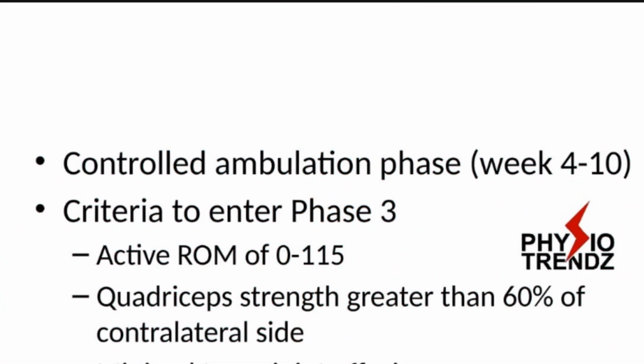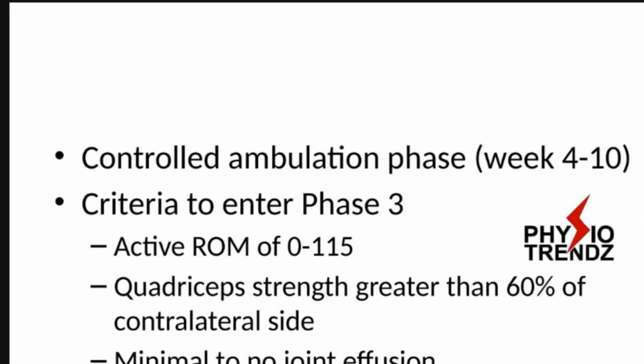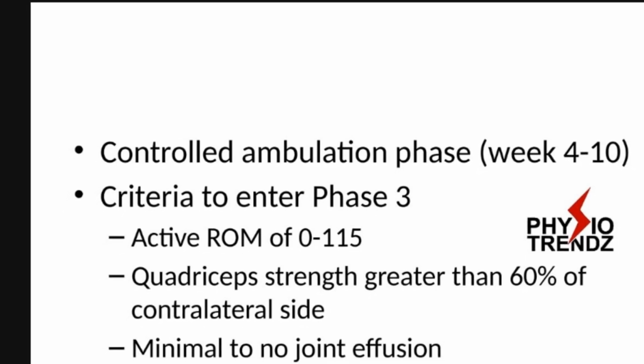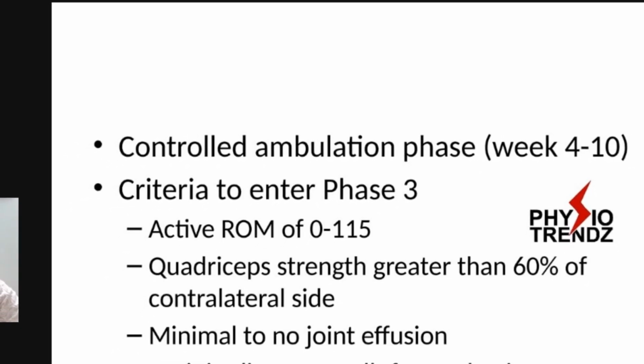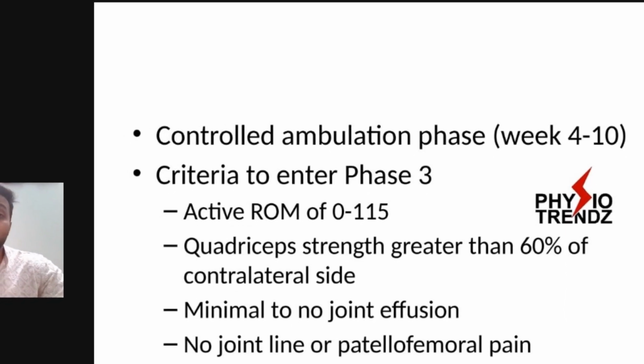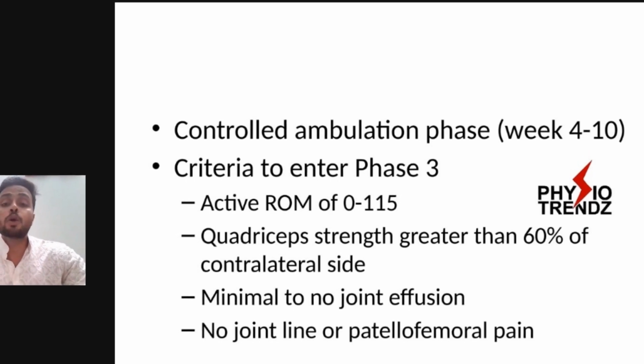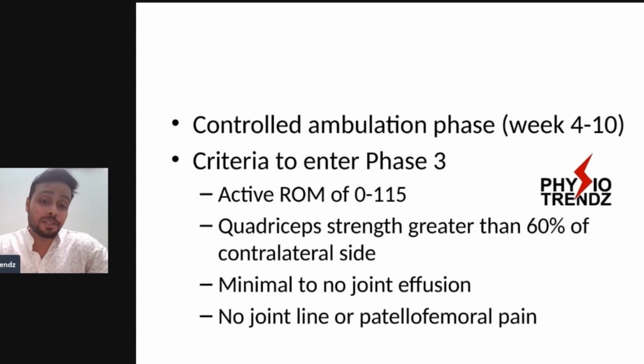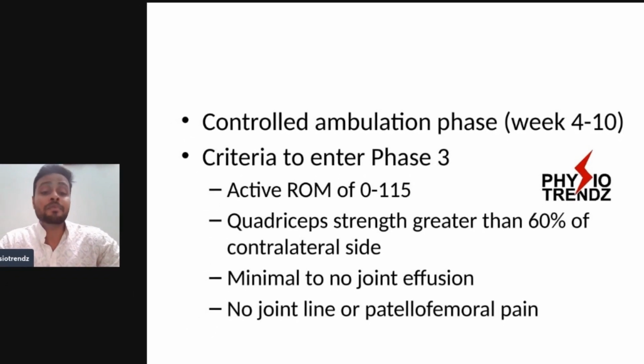Week 4 to 10, we are going to continue with the controlled ambulation phase, which is phase 3. Now, what are the criteria to enter phase 3? We should at least have active range of motion of 0 to 115 in the knee joint, quadricep strength greater than 60% of the contralateral side, minimal to no joint effusion, and no joint line or patellofemoral pain.